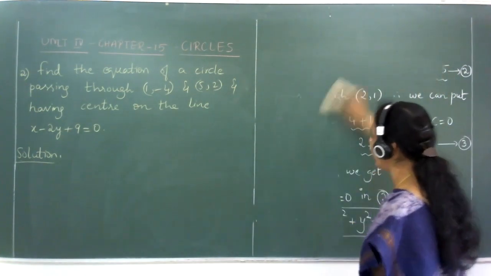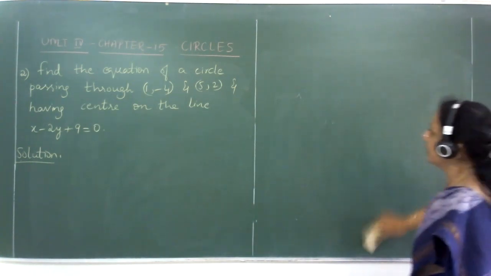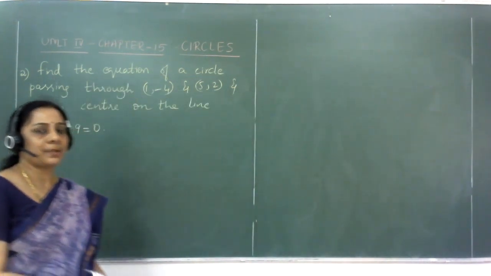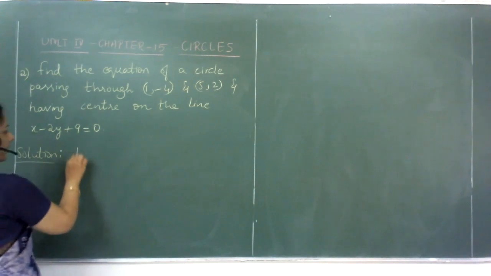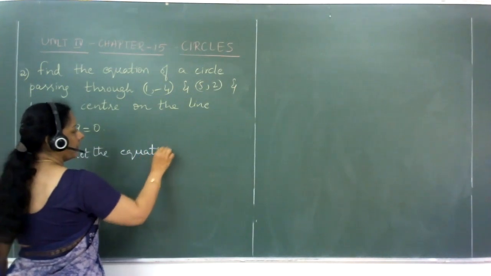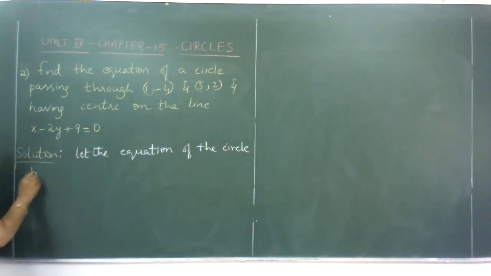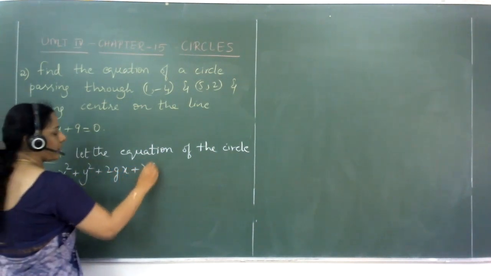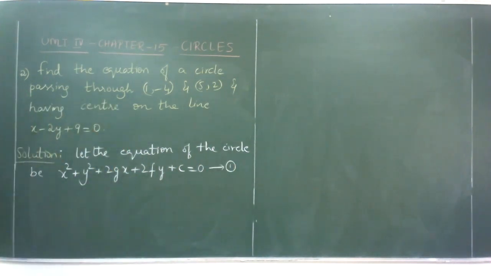How do we make use of the data here? Whenever circle passes through certain particular points, then we have already seen how to make use of the data, isn't it? So first of all, let us use the same concept here also. First step remains the same, that is the opening line. Let the equation of the circle be in the general form, which is x squared plus y squared plus 2gx plus 2fy plus c is equal to 0. Number it as equation number 1.